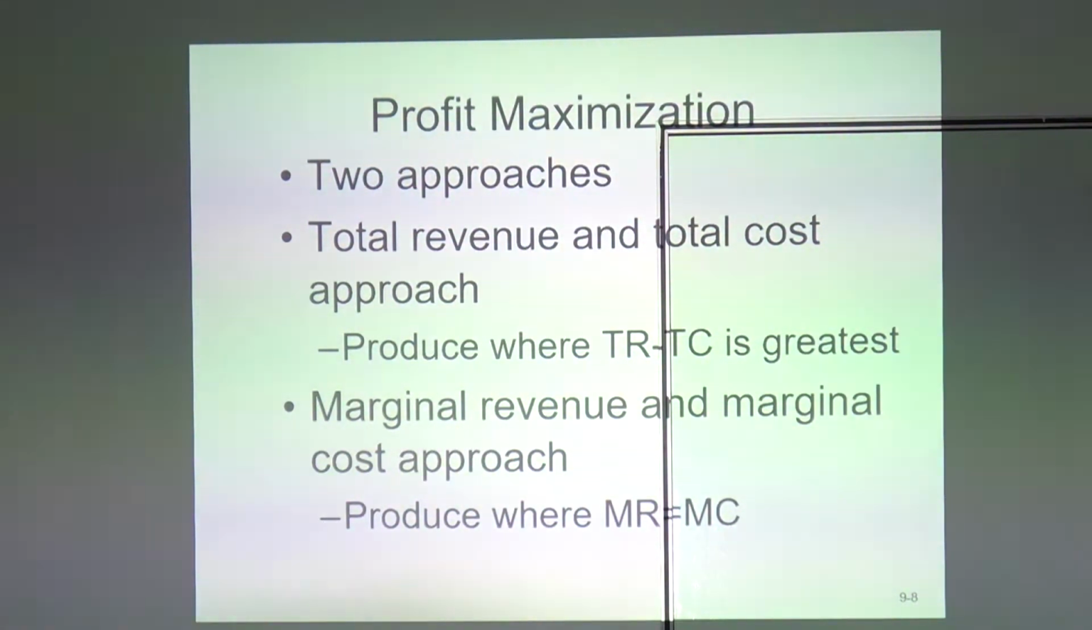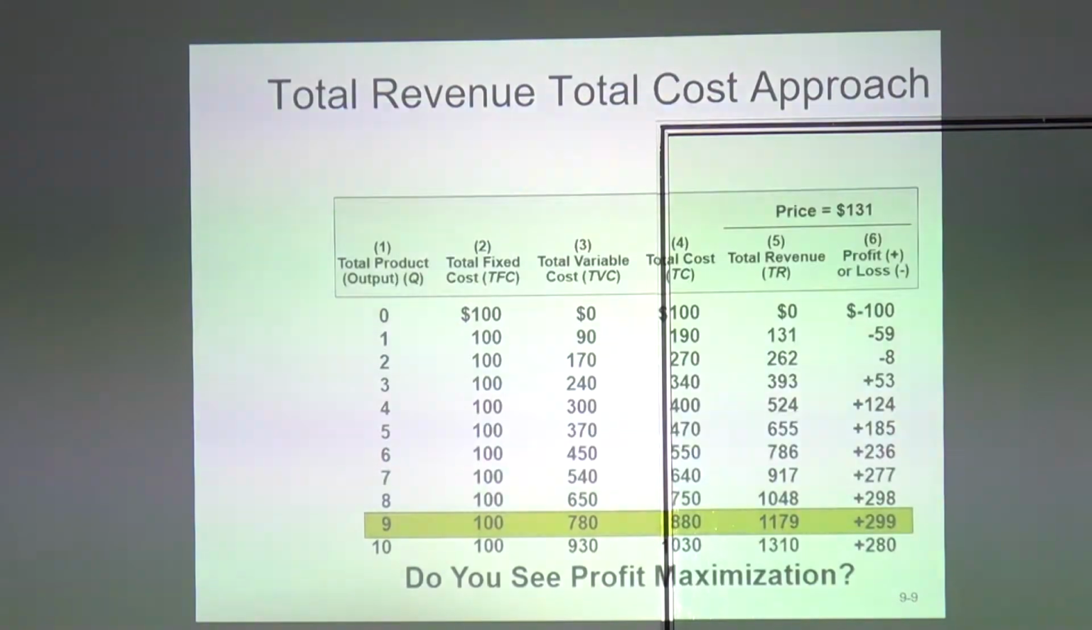Basically, the firm should produce at the point where there is the largest gap between total revenue and total cost. The largest gap between total revenue and total cost, in the positive way, will result in the maximum profit for the firm. And then we have the second approach that I described earlier, the marginal revenue, marginal cost approach.